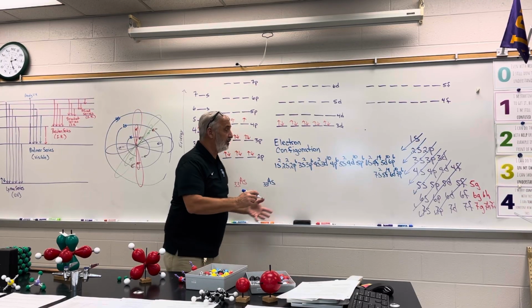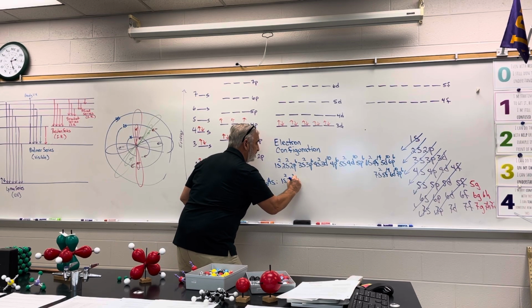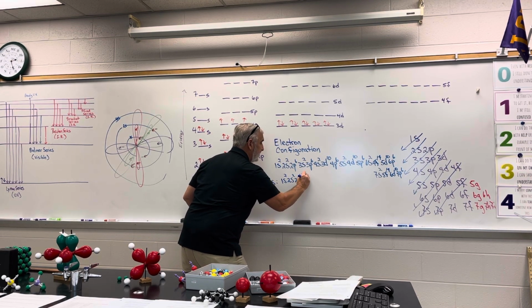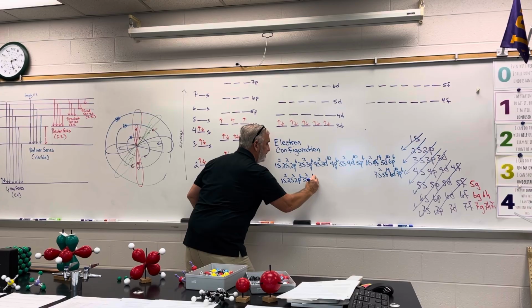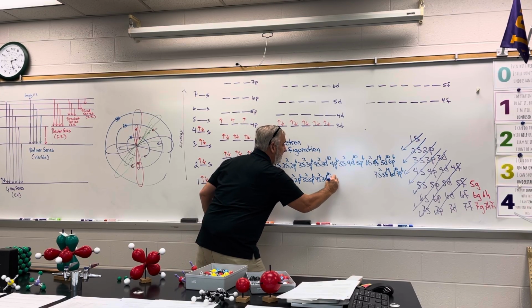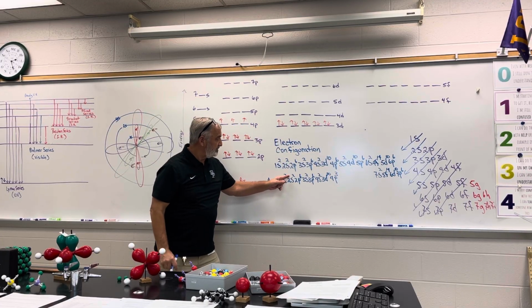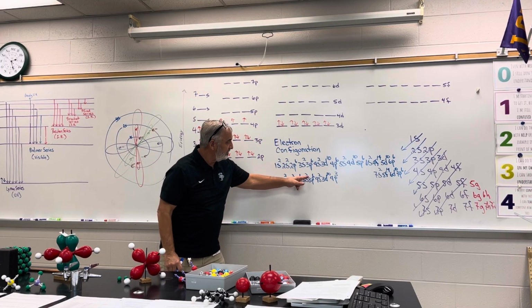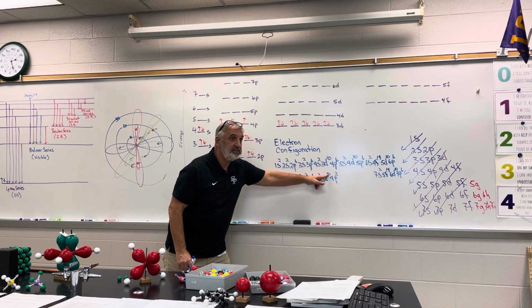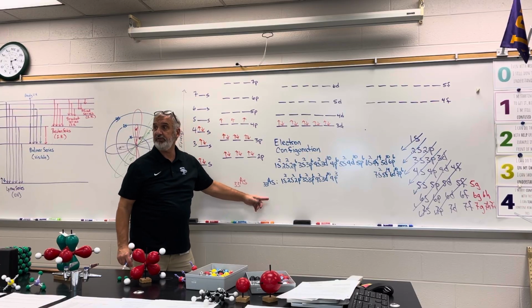Okay? Well, I have to write the whole thing, but I'm going to say 1s2, 2s2, 2p6, 3s2, 3p6, 4s2, 3d10, 4p3. Now notice the top. 2 and 2 is 4, plus 6 is 10, plus another 10 is 20, plus another 10 is 30, 33. The top numbers add up to the atomic number, the number of electrons.